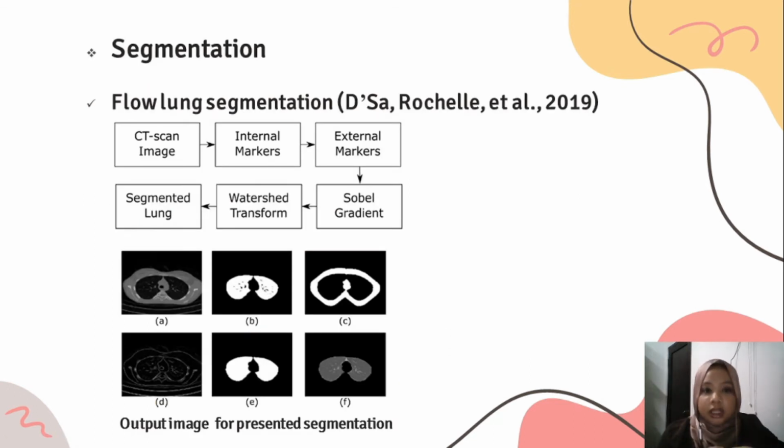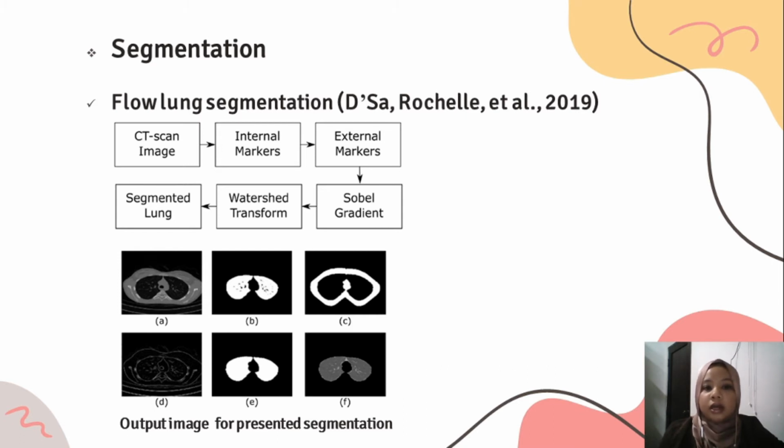Okay, we go to the segmentation. First is the flow of lung segmentation. The steps are CT scan image, internal marker, external marker, then Sobel gradient, then watershed transform, and lastly the segmented lung. The internal and external markers of the scan are generated, which basically act as the border of the lung. Since the border of the lung is established, the remaining background area is removed, which is basic thresholding of the image. Watershed transform is applied onto the resultant image, which gives the complete lung segmentation.